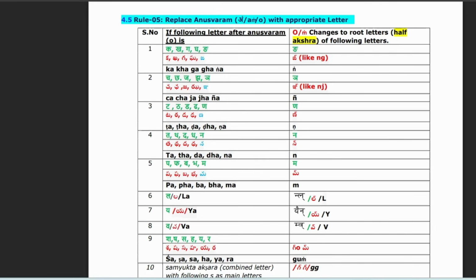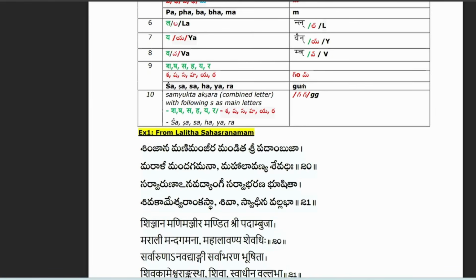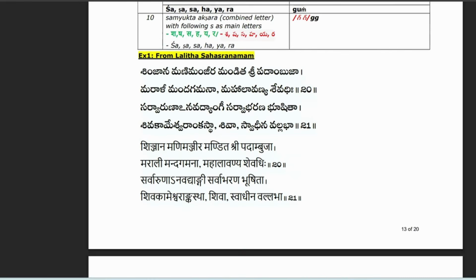In the example, we have a shloka from Lalita Sahasranama: Shinjana Mani Manjira Mandita Shri Padambuja. So the first word, Shinjana: the Anuswaram is Shim, but it is followed by J. From our rules, it belongs to Cha Varga, so it has to be Nj.